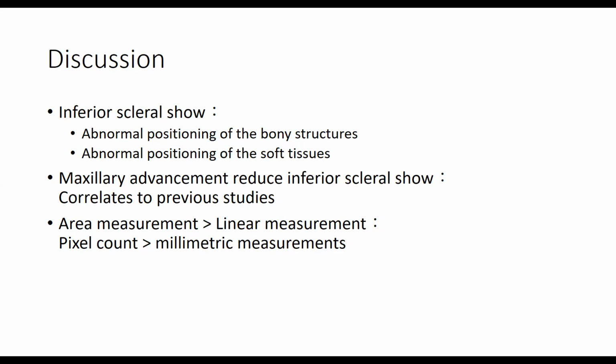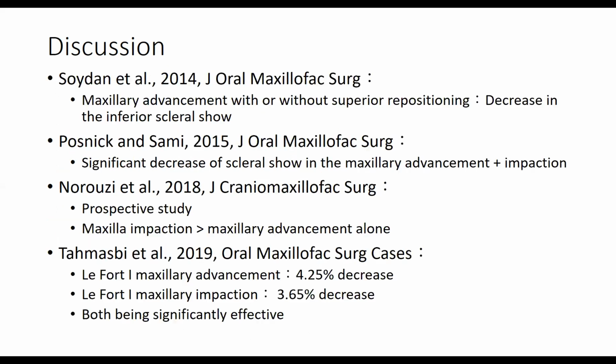Furthermore, calculation of the area provided more accurate results than linear measurements. That is to say, pixel count is better than millimetric measurements, since millimetric measurements are difficult to perform on standard photographs. Proportional measurements can serve as a viable alternative for determining the extent of the inferior scleral show. For the paper review, there are a limited number of studies showing the effect of OGS on the extent of scleral show.